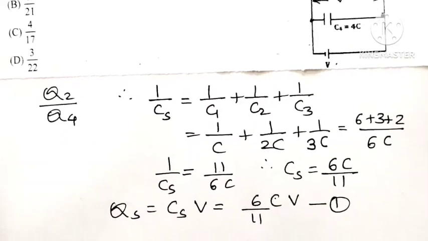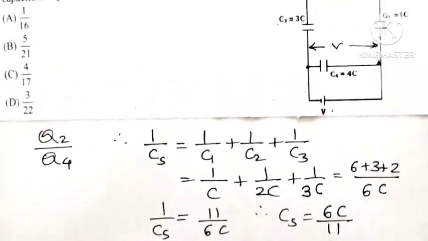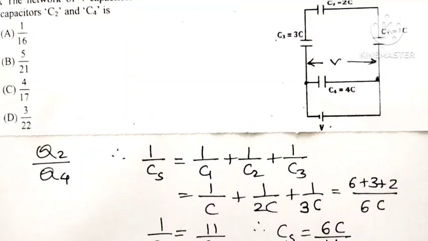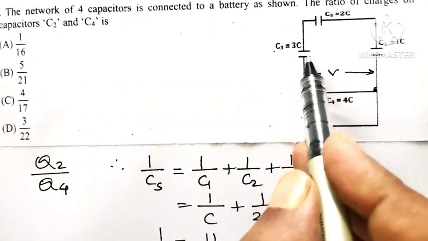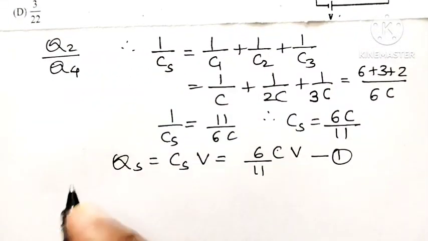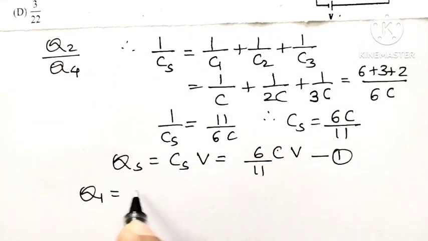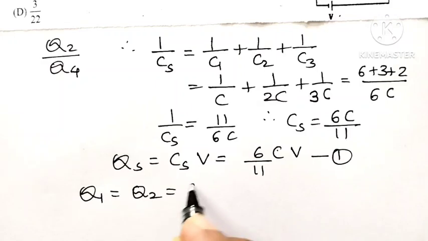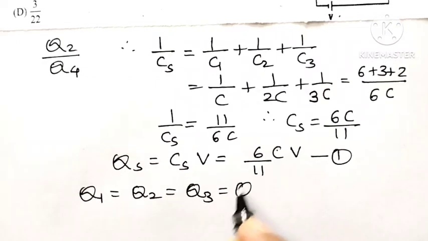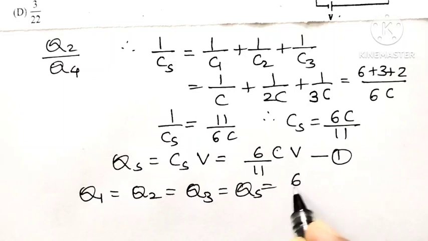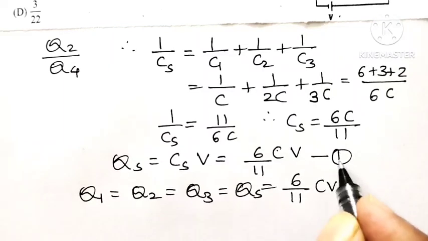Because capacitors C1, C2, C3 are connected in series, the charge stored in each of these capacitors is the same. Means what we can say? The charge stored in capacitor C1 is equal to C2 is equal to C3, which is equal to the charge stored in the series combination, that is 6 by 11 CV. So this is our equation number 1.